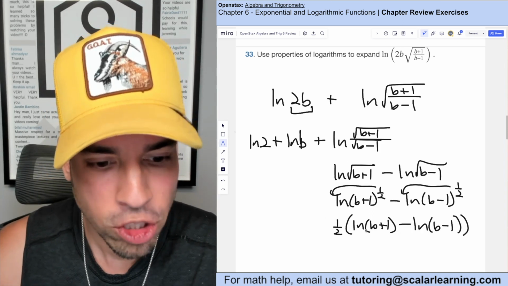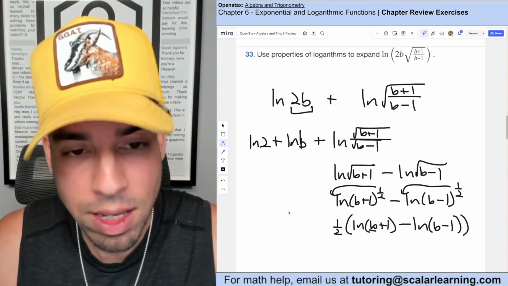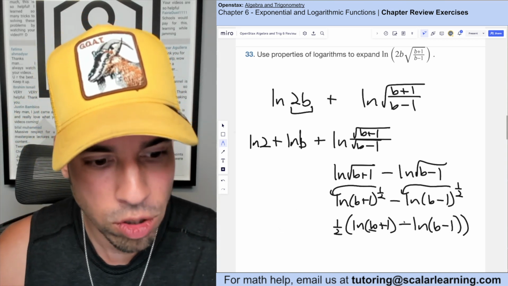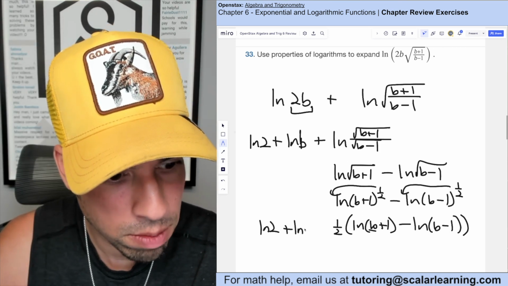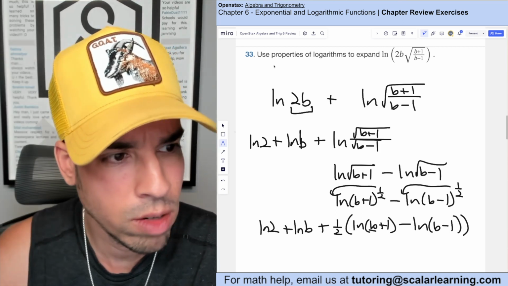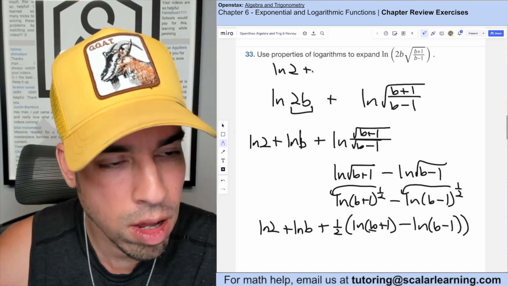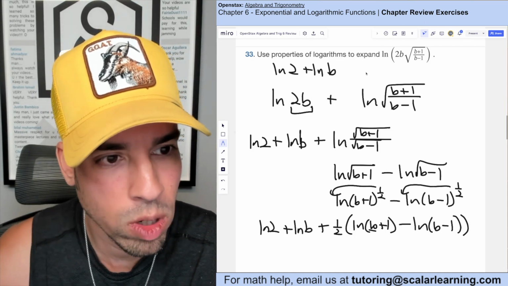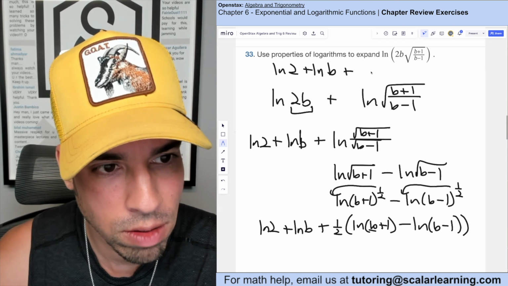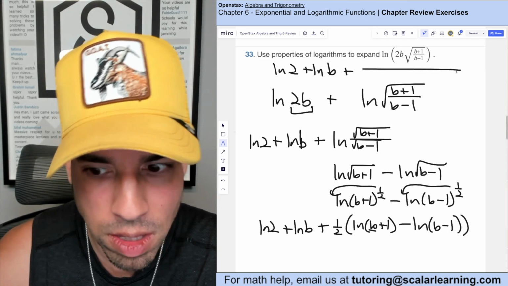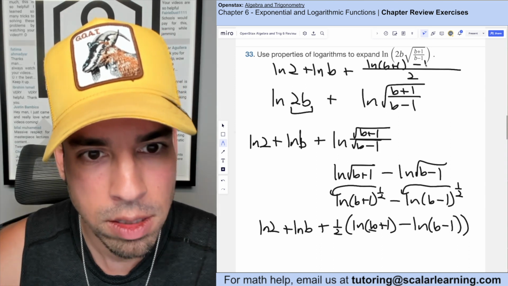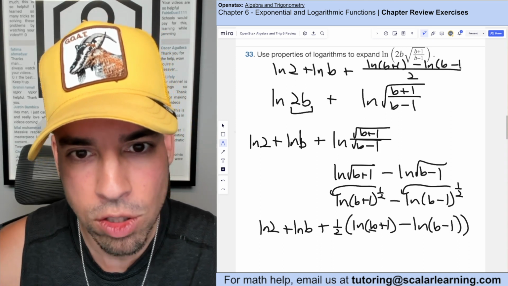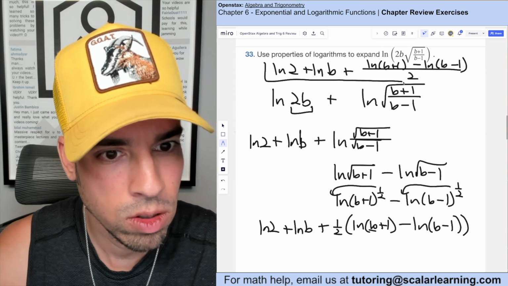And then that's the same as just dividing both of these by 2. And I'm only saying that because that's how they wrote it in the back of the book. So the final answer, again, we can't forget the ln 2 plus ln b, like so. But the final answer as they wrote it is ln 2 plus ln b. And then instead of writing 1/2, they just wrote everything divided by 2, which of course is the same thing. ln of b plus 1 minus ln of b minus 1. And there's your final answer.